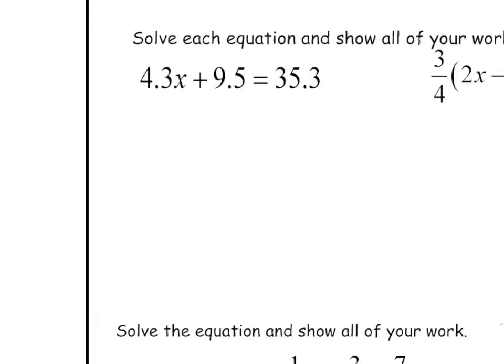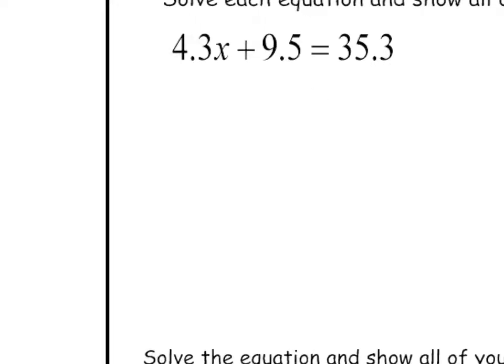First equation, be with me. We got 4.3x plus 9.5 equals 35.3. Everything is already in decimal form. This is just a two-step equation. Decimals, if they stop, are just a type of rational number, so we shouldn't be afraid of them. We solve it just like normal. Since I don't have to change anything into decimals because it's already done, we're just going to solve.